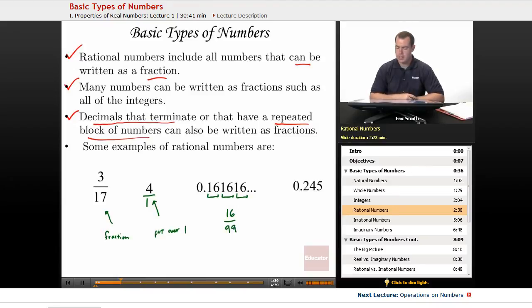Alright, the next one. 0.245, and then it stops. Because it stops, this is a type of terminating decimal. So it can be written as a fraction as well. In fact, you can count up the number of places in it and just put it over that number. So tens, hundreds, thousands. There we go, written as a fraction. So again, look for these types of numbers when determining your rational numbers.